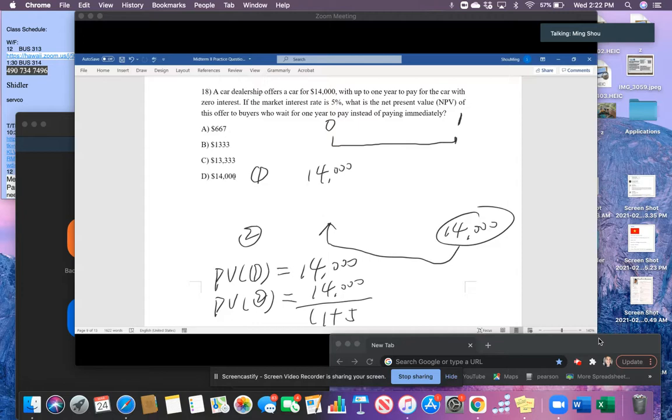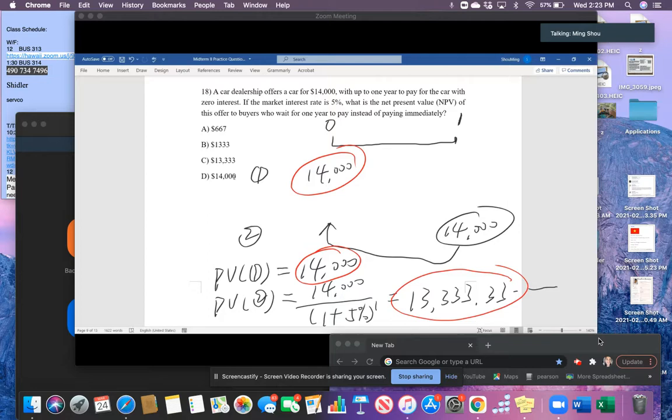The interest rate is 5%, the part 1. So you'll find the present value for option 2 would equal 13,333.33, and the 3s go on forever. Okay, so the net present value simply is the difference between 14,000, right? Actually, I should circle here 14,000 and this 13,333, right? So the correct answer is A. Okay, so this is a comparatively simple question.